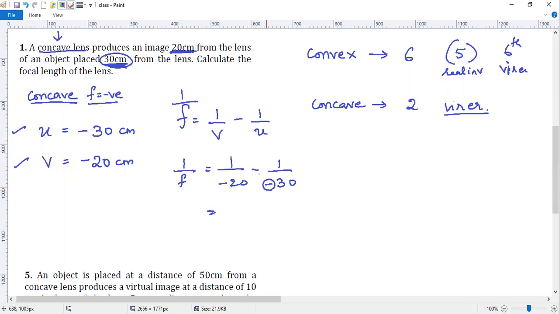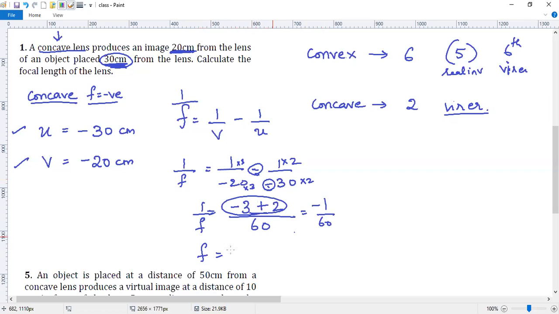Here, minus and minus will tally, it will become positive. And the LCM of 20 and 30 will be 60. Here multiply by 3, minus 1 by 20 becomes minus 3. Here minus and minus will become plus, multiply by 2, so it will become plus 2. That is 1 by f. So, minus 3 plus 2 is nothing but minus 1. Correct. So 1 by f is equal to minus 1 by 60. So f will be equal to minus 60.